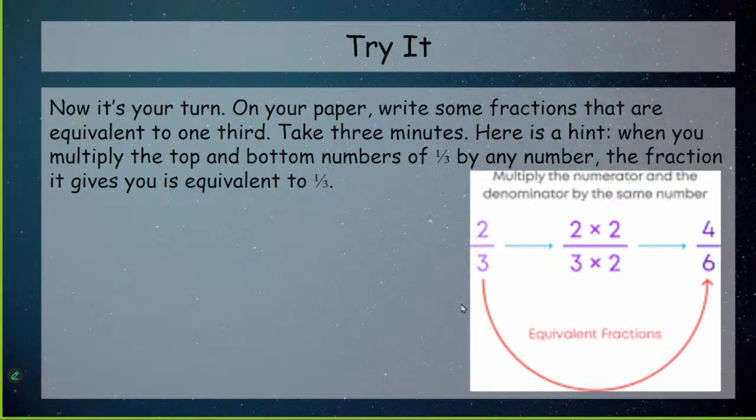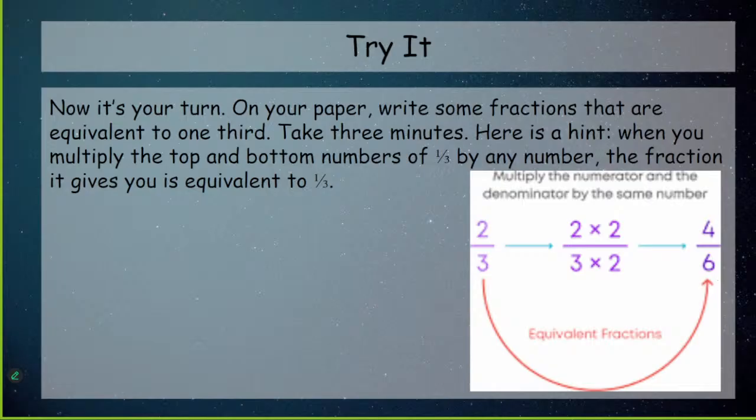You see here we have 2/3. Now if you multiply the numerator by 2, then you also need to multiply the denominator by 2, and that equals 4/6. You need to multiply both the top and bottom by the same number.